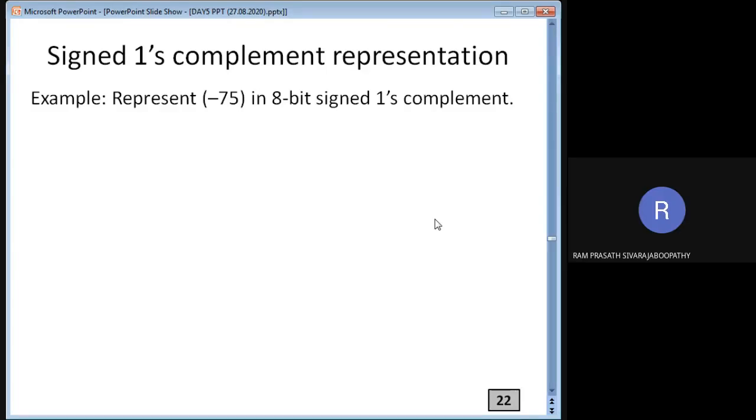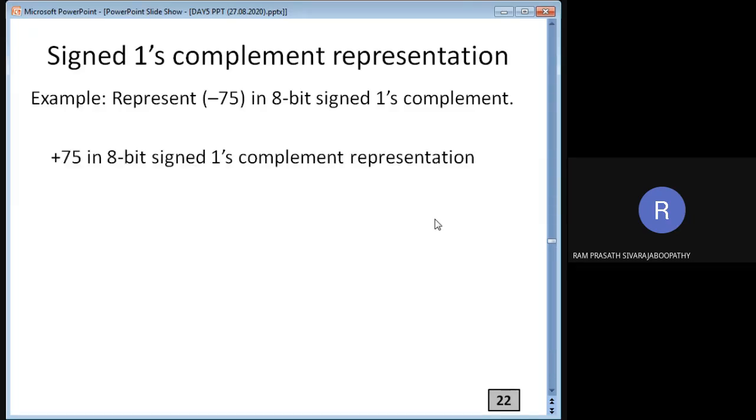We have to represent the number minus 75 in 8-bit signed ones complement form. First we have to represent the number in positive form, so we write the sign of the number as 0 in the MSB bit. The binary equivalent of the number 75 is 1001011. To represent the same number in negative form, simply you complement it.